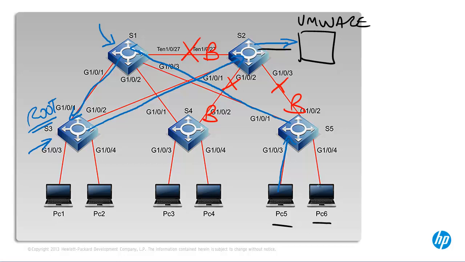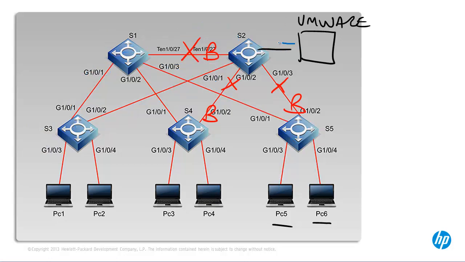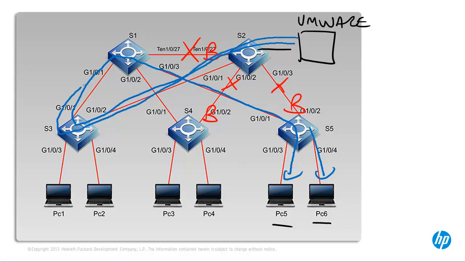The same applies for PC6 traffic. It gets sent to the switch and then has to go all the way around to get to the VMware server. This 10 gig link is not used for data transmission. By the same token, traffic from the VMware server needs to go via the root to get to the user machines. The same principle applies to traffic going to PC3 and PC4. All that traffic is going to traverse the root switch, which is a small switch on the edge of your network.